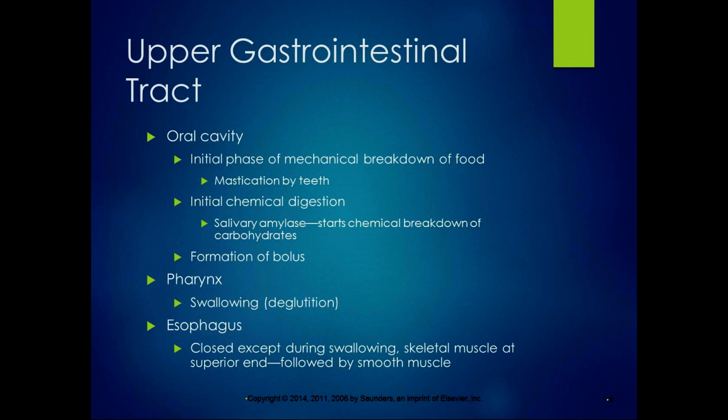The gastrointestinal tract, the GI tract, is divided into the upper tract and the lower tract. The upper tract is the mouth, esophagus, and stomach, and the lower tract is the small and large intestines. So in the mouth, the oral cavity, it does the initial mechanical and chemical breakdown of food. And the pharynx is involved with swallowing. The esophagus is also involved with swallowing. It's closed except during swallowing. It has the epiglottis and the muscle sphincters at the superior end to avoid having other things go down there.